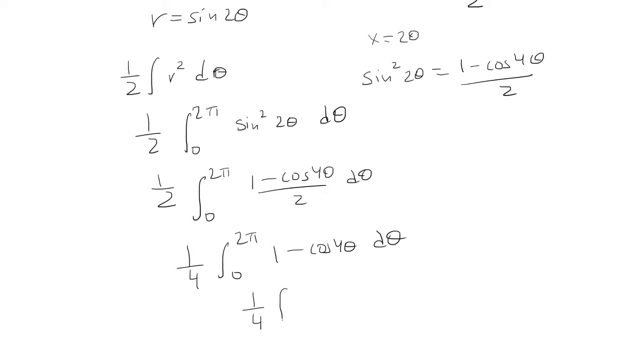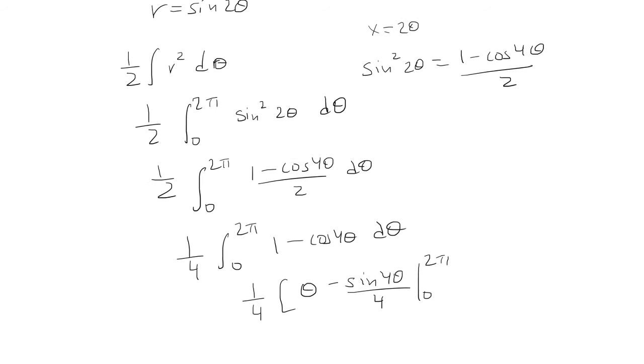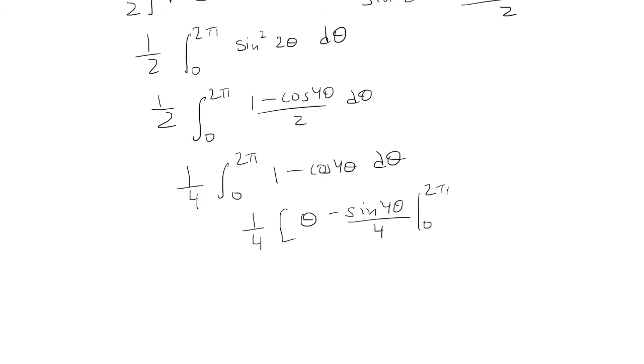And so I can integrate now. The antiderivative of 1 is theta. And then for negative cosine 4 theta, it's negative sine 4 theta over 4 from 0 to 2 pi. So notice if I plug in 2 pi and 0 for sine 4 theta, that's going to be 0. So really, this is not needed. So I'm going to plug in 2 pi for theta. And if I plug in 0, it's just 0. So I end up with the answer of pi over 2.